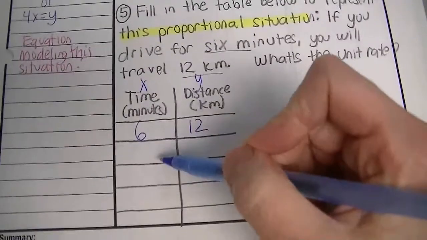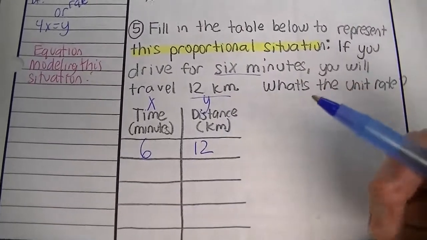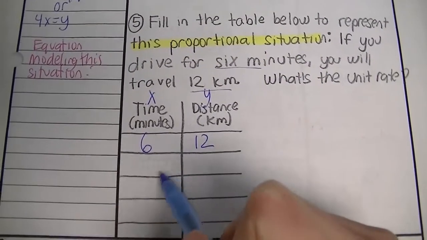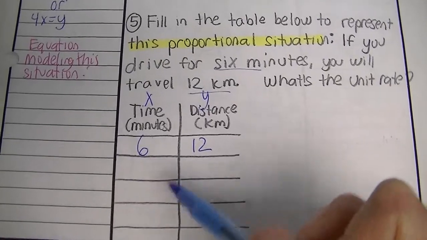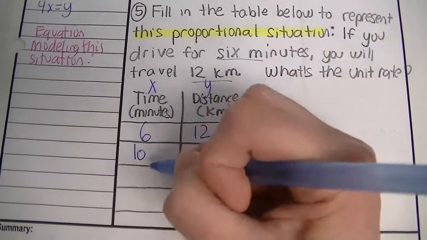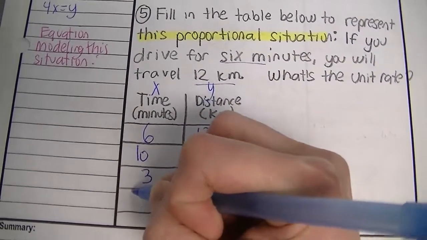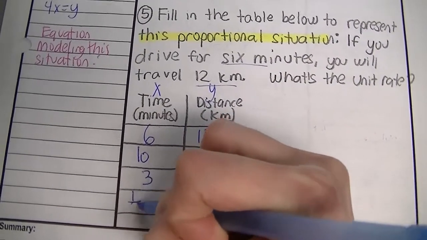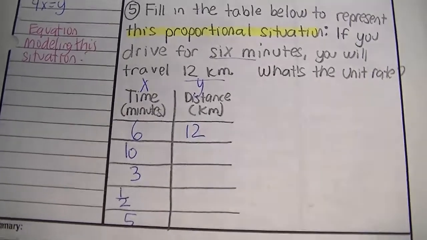For your x values, you can pick them if you want, but I'm just going to give you some. We just need to fill in this table and make sure it's proportional, so I don't care what values you pick. I want to pick nice numbers. So 10 looks good. Let's do 3. I'm going to do a fraction. I do want you to do a fraction. Let's do 1/2. And let's do 5.